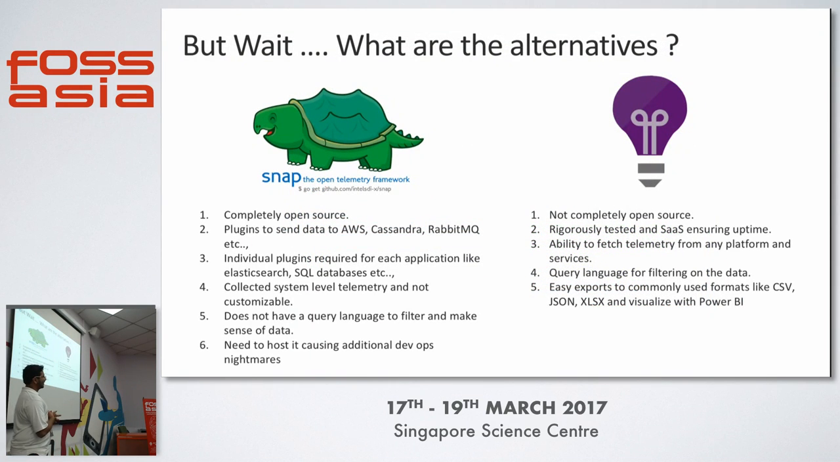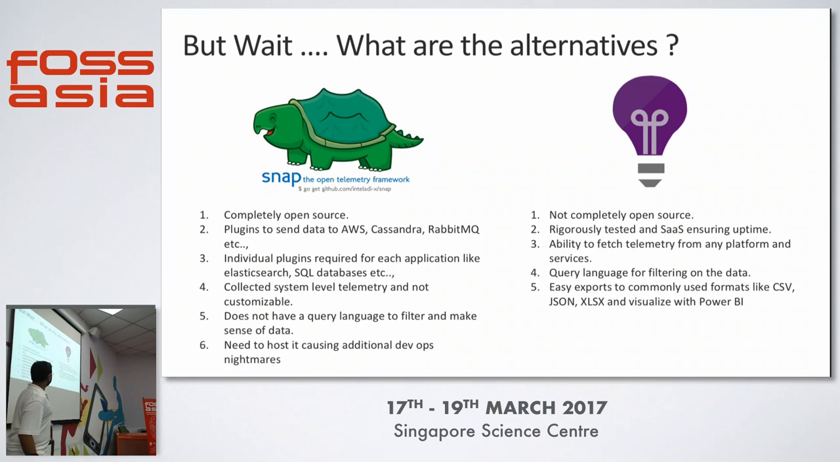But wait, what are the alternatives that we have? So we have Snap, which is an open source telemetry framework. Except that this is a software as a service on the cloud, whereas this has to be hosted by yourself. So you use infrastructure as a service, you spin it up, and then you host this application all by yourself. And so to write telemetry, you need telemetry for telemetry in this case. So you have to understand how your telemetry application is doing and what happens if this guy goes down. So that's a circular problem in itself.